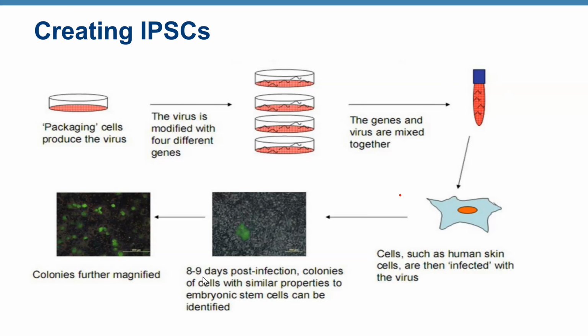Here we see 8-9 days post-infection, colonies of cells with similar properties to embryonic stem cells can be identified, and colonies are further magnified and shown in the next picture, right? So to create these induced pluripotent stem cells, we actually need to use retroviruses, because they are a carrier mechanism that carries the genes that we need into human cells, right?